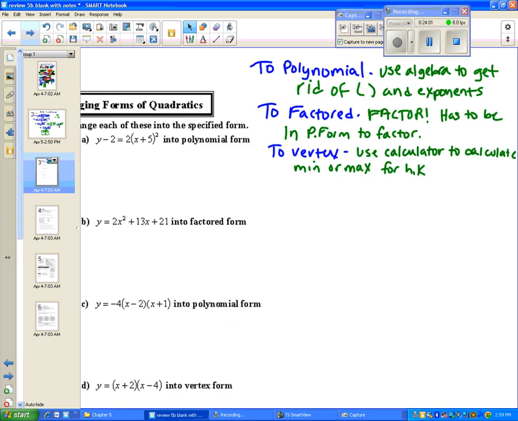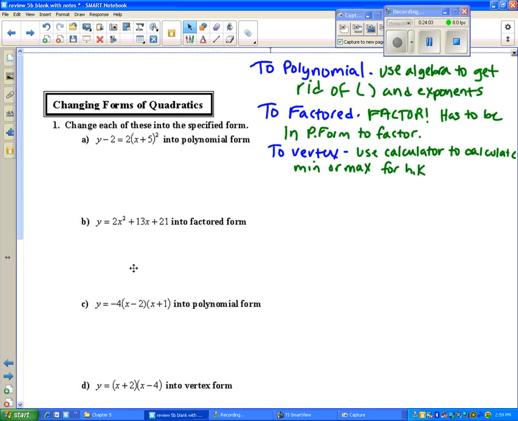All right. Change forms of quadratics. To polynomial, use algebra to get rid of the parentheses and the exponents. To factored, it has to be in polynomial form to factor. To vertex, use a calculator to calculate the min or max for the h and the k. So here we go. Change each of these into the specified form.